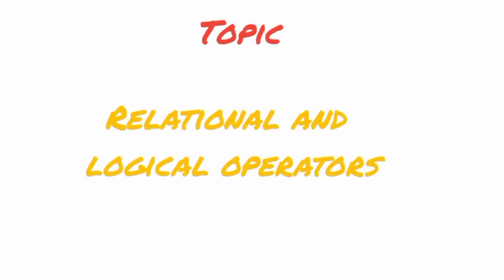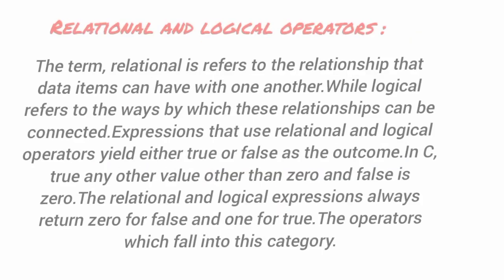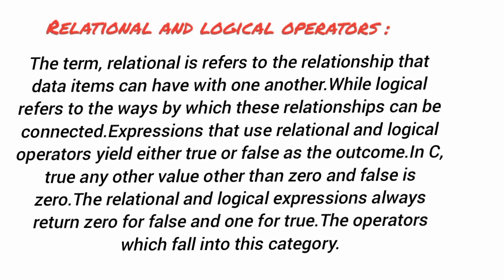The next is relational and logical operators. The term relational refers to the relations that data items can have with one another, while logical refers to the ways by which these relationships can be connected. Expressions that use relational or logical operators have either true or false as an outcome in C. True is any value other than 0 and false is 0. Relational and logical expressions always return 0 for false and 1 for true.